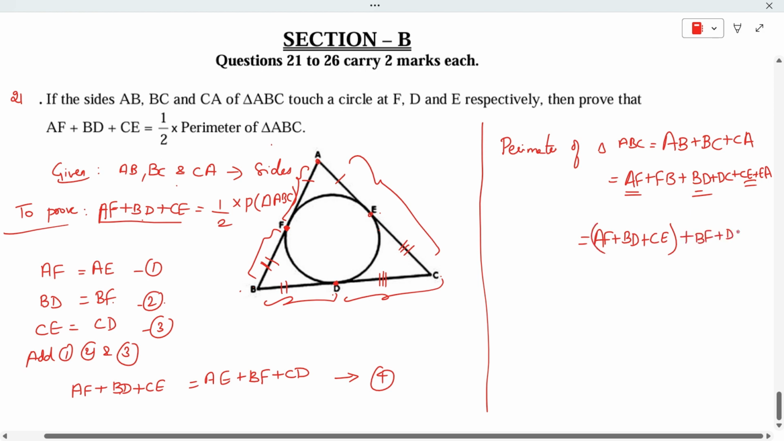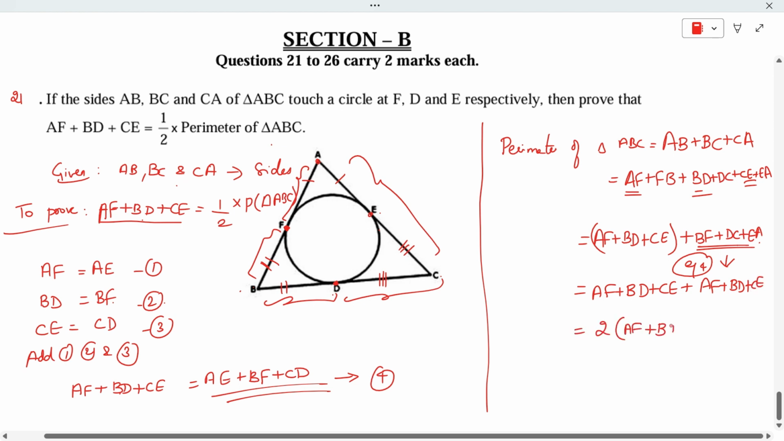BF plus DC plus EA. So what is BF plus DC plus EA? Which is nothing but from equation 4, this is equal to again AF plus BD plus CE, isn't it? So I'm replacing here with from equation 4 the LHS AF plus BD plus CE. So it is going to be twice of AF plus BD plus CE.